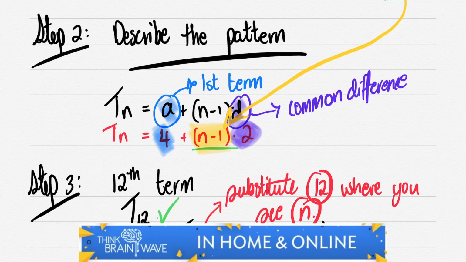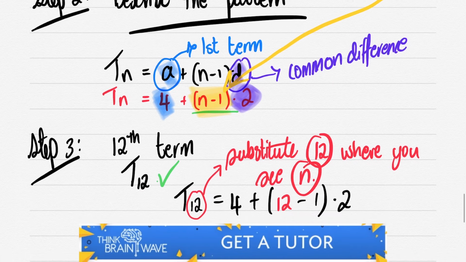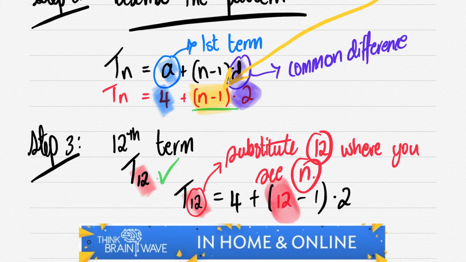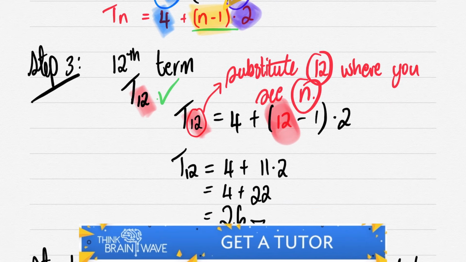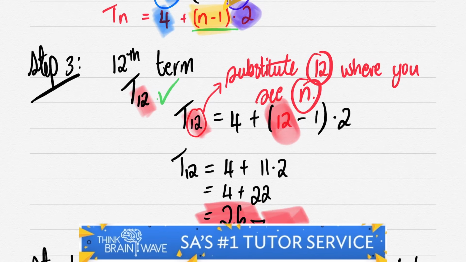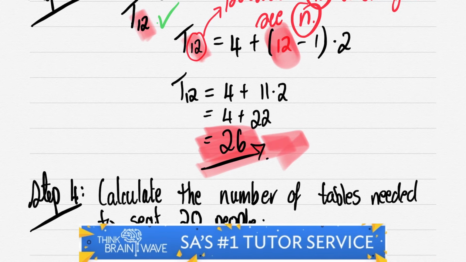Now, if we want to find the 12th term, we say t12. We then substitute 12 in for the n value. We say 12 minus 1 is 11. We carry that down, as you can see I'm doing over here. So that 12 is the nth term. Wherever there's an n, you need to put 12. We calculate the 12th term, and we get 26, which is an easy game.